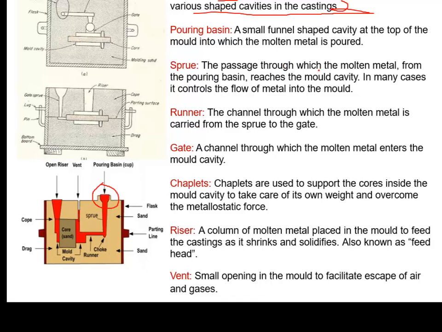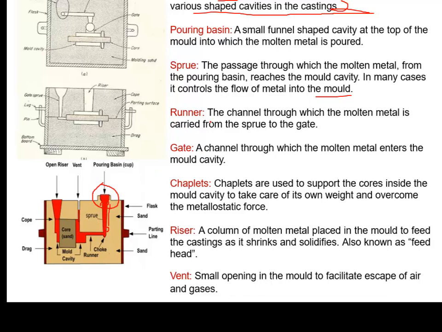Sprue: the passage through which the molten metal from the pouring basin reaches the mold cavity. In many cases, it controls the flow of the metal into the mold. The control of the flow means the velocity of the liquid metal is controlled by the sprue design. We can see this sprue design is in a taper shape, which means here the diameter will be more and here the diameter will be less. So the design of the sprue is very important.